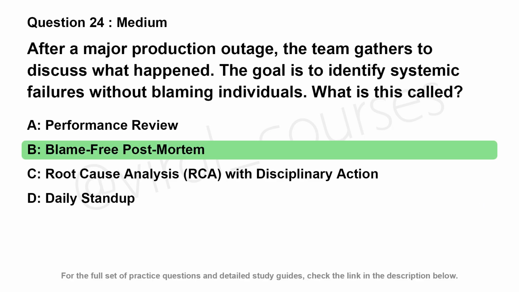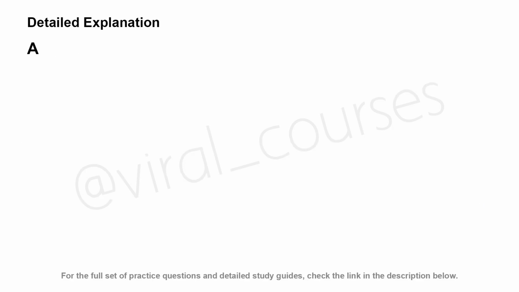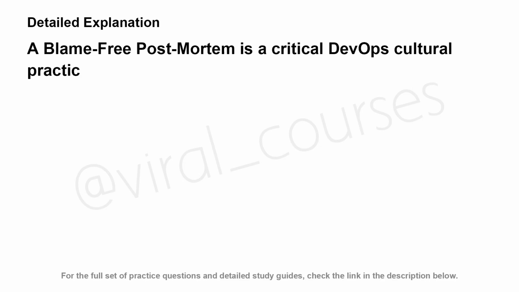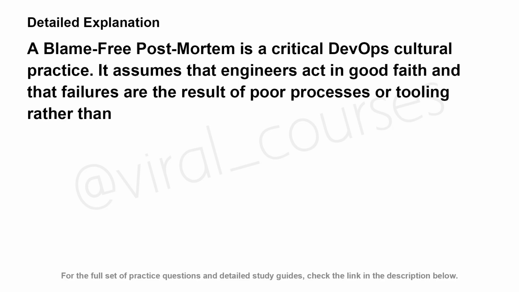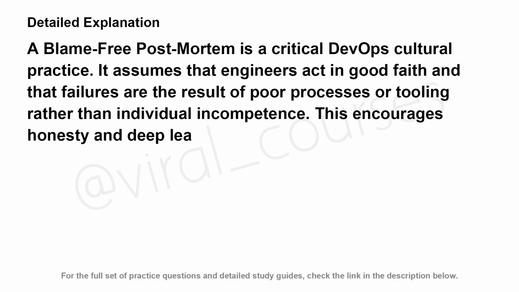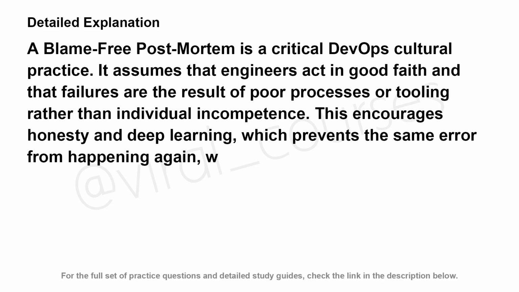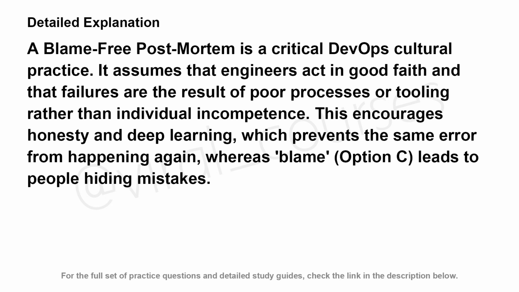The correct answer is B. A blame-free postmortem is a critical DevOps cultural practice. It assumes that engineers act in good faith and that failures are the result of poor processes or tooling rather than individual incompetence. This encourages honesty and deep learning, which prevents the same error from happening again. Whereas blame, option C, leads to people hiding mistakes.